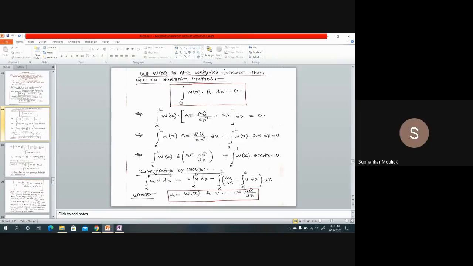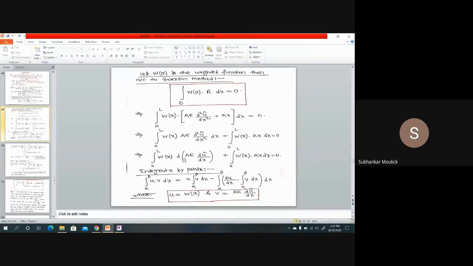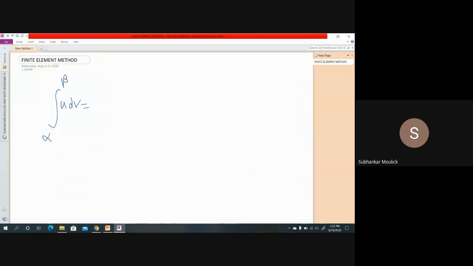Now, I am writing this integration by parts formula in this manner. See, alpha is your 0, beta is your L, u is nothing but W of x, into d of v. Your second function is v. This is d of v, this is your second function, A into E du cap over dx. I'm just changing this formula a little bit: alpha to beta u of dv. Everything will remain the same. So let us write, u of dv will be what?